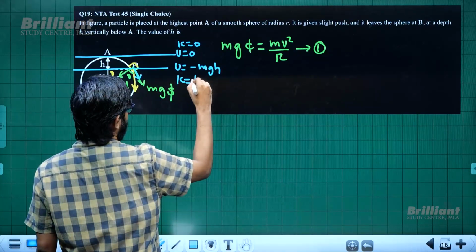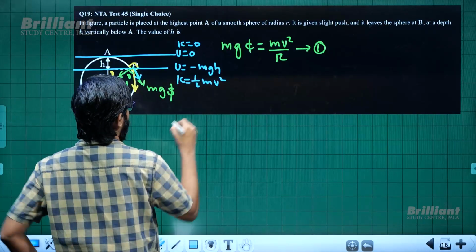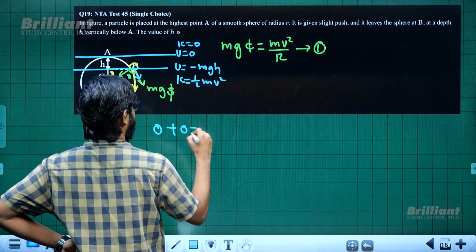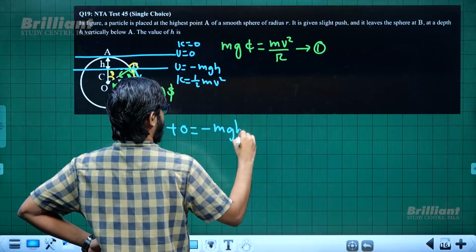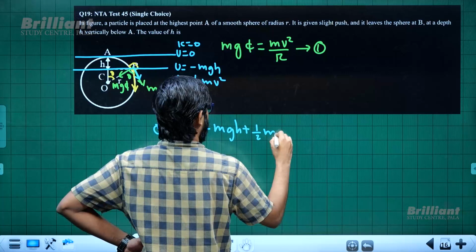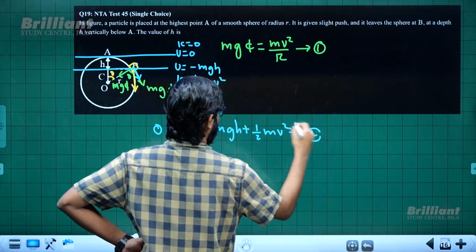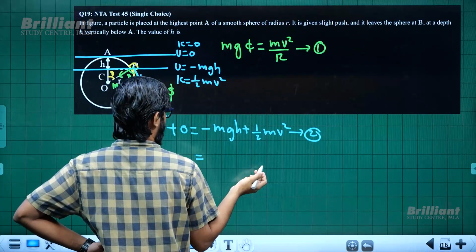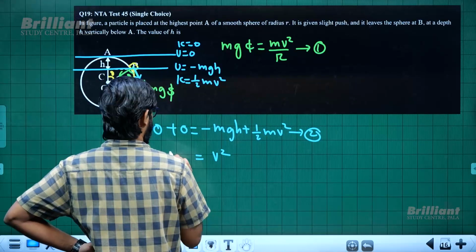Kinetic energy, let me say it is half m v square. So I can say 0 plus 0 equals minus mgh plus half m v square. So this is mechanical energy conservation. From here I can find v square equals 2gh.